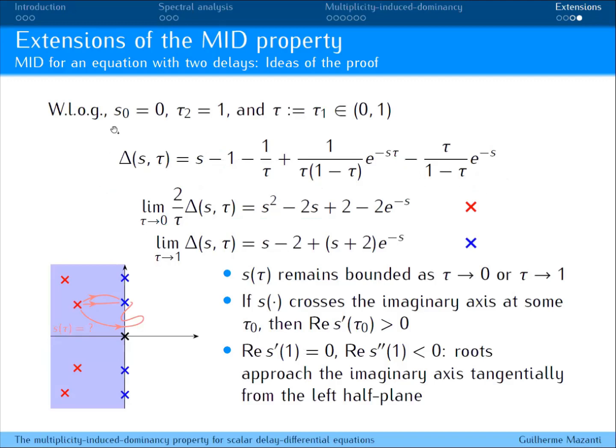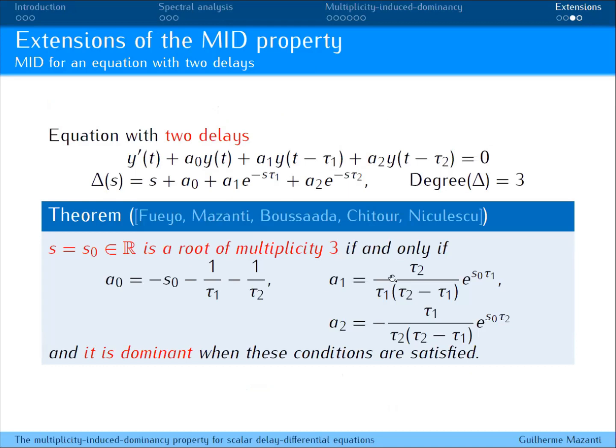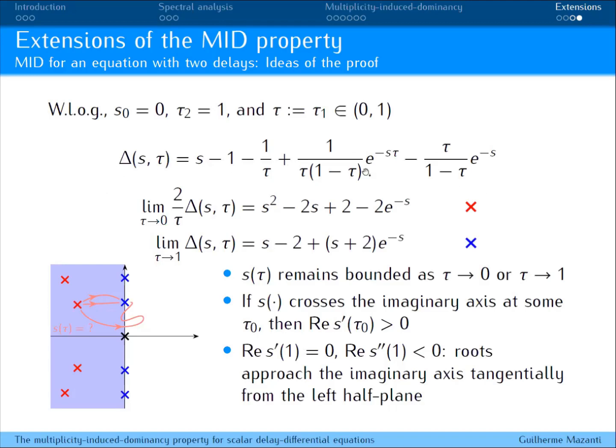So without loss of generality, we can always assume that the root that we want to place is 0, and that the largest delay is 1. I just rescale time in order to normalize the largest delay to 1. And so the smallest delay is going to be a number between 0 and 1. So if I just do these normalizations, s0 equal to 0, tau 2 equal to 1, and tau 1 equal to a certain parameter tau here, which is between 0 and 1, the conditions that I have here, if I plug them into the equation, I get this quasi-polynomial here, which can be seen as a function that depends on s, but also on the parameter tau.